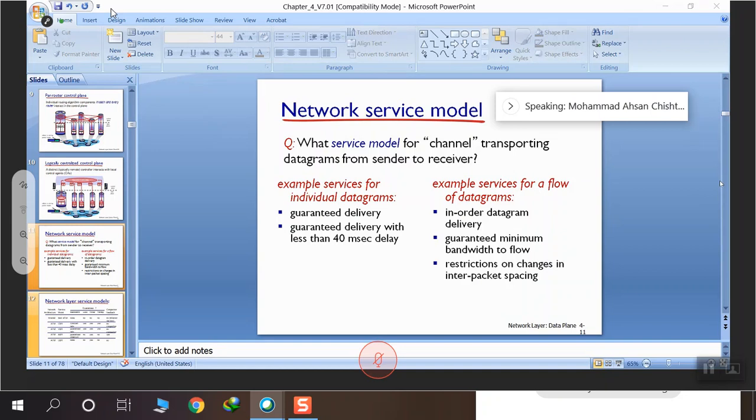An example here, the slide is given. Is it guaranteed delivery? Guaranteed for how much delay? And so on. Whether the delivery would be in order or out of order. If I'm talking about in order delivery, I'm talking about virtual circuits like ATM service. The internet typically would have out of order delivery. This we discussed when we were discussing virtual circuits.